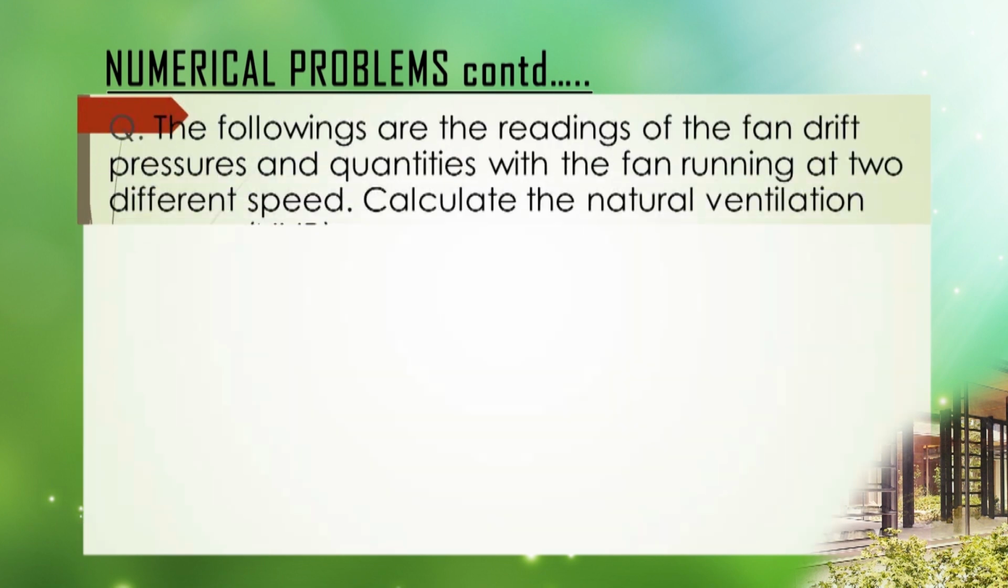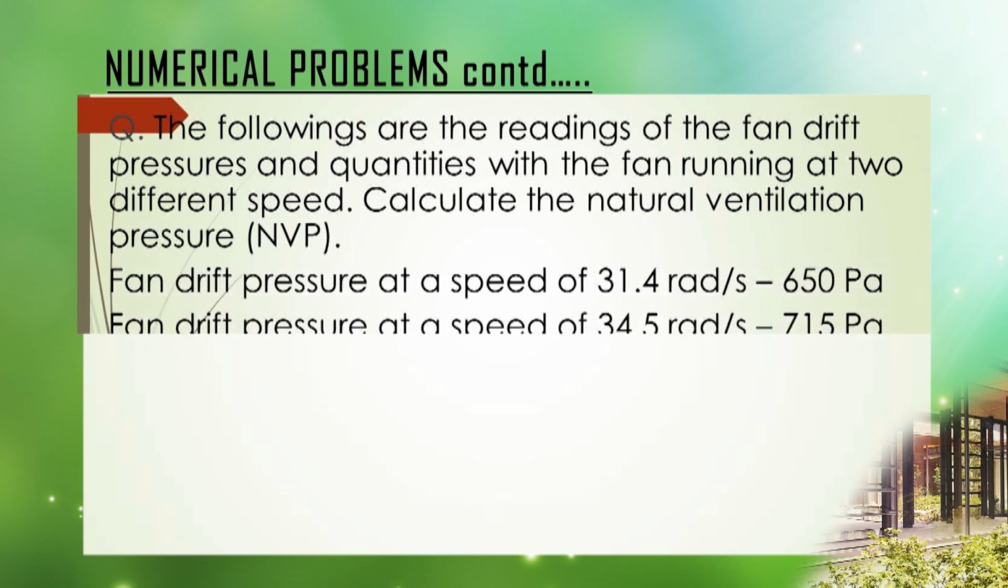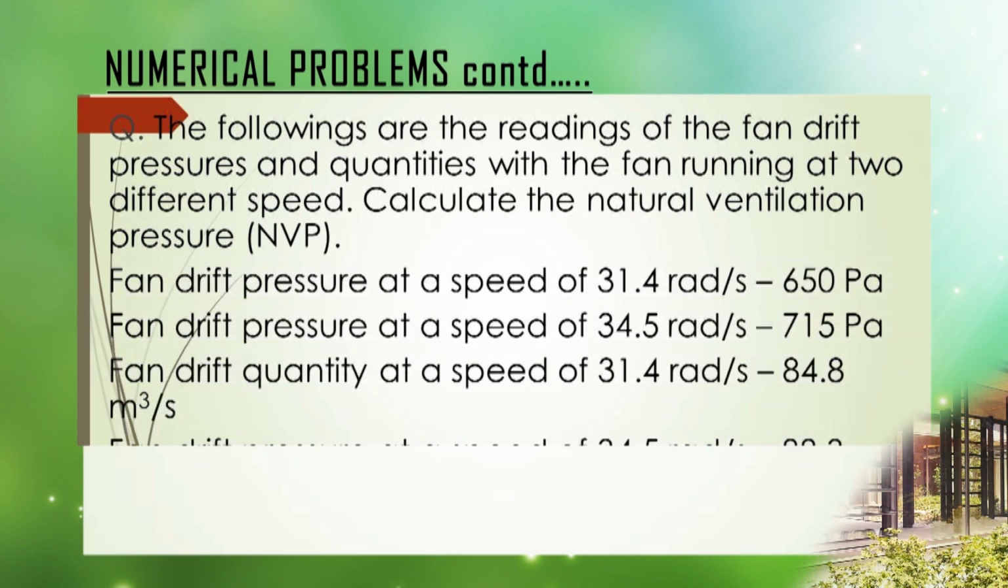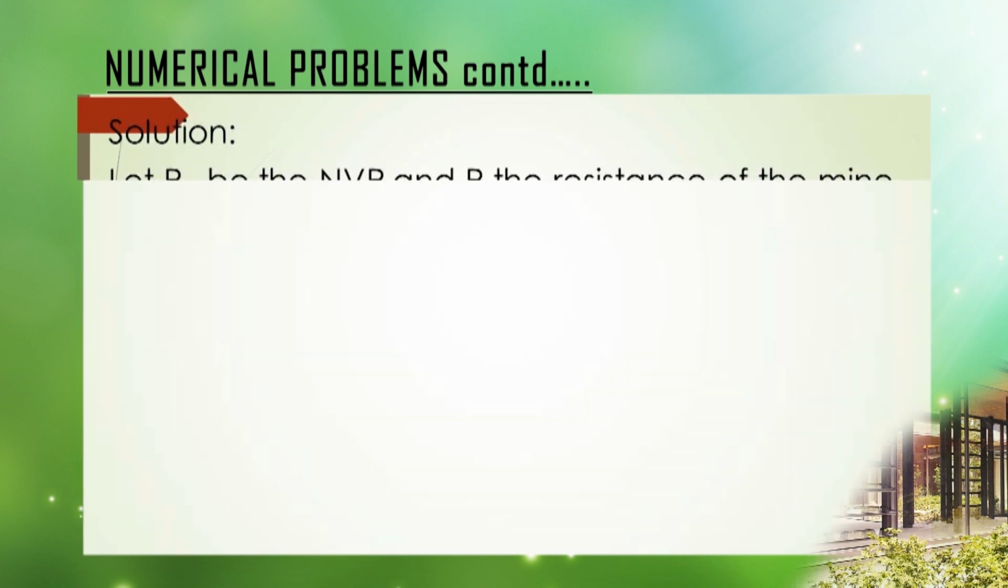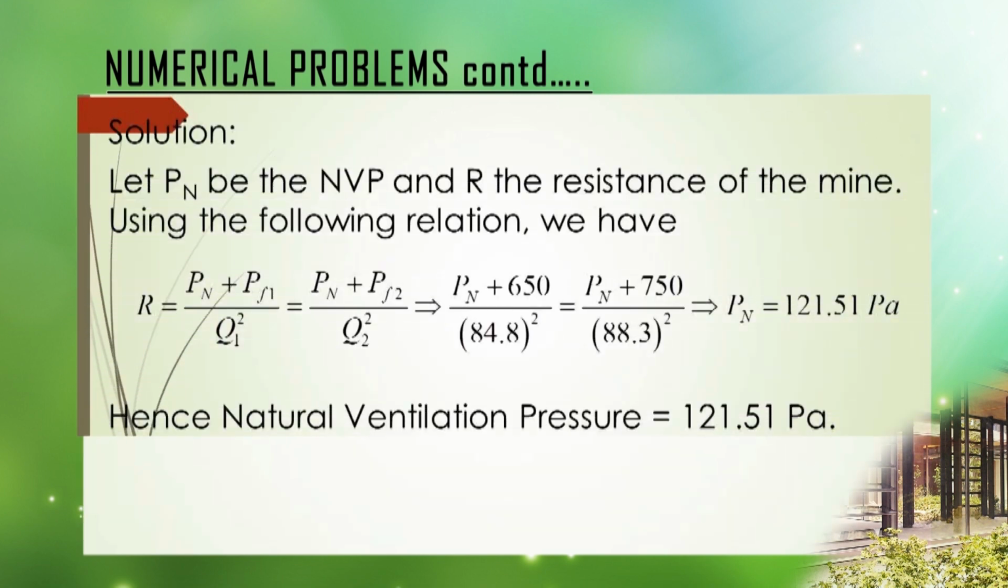Another problem is the fan running at different speeds. A fan running at 31.4 radian per second gives 650 Pascal, and the fan running at 34.5 radian per second gives 715 Pascal. Quantity is also different. We can see that using the formula R = (Pf + Pn) / Q1² = (Pn + Pf2) / Q2², you can determine the natural ventilation pressure.